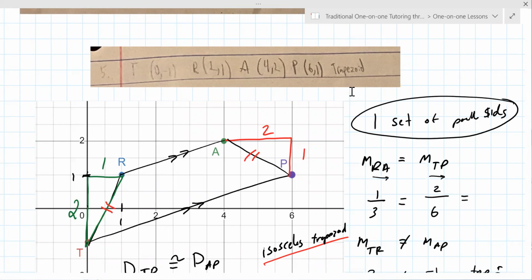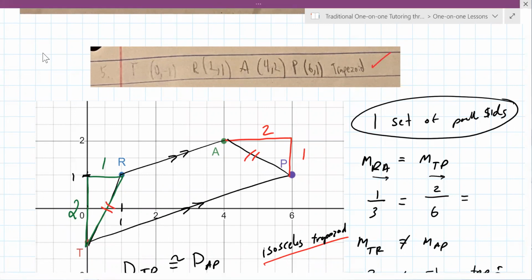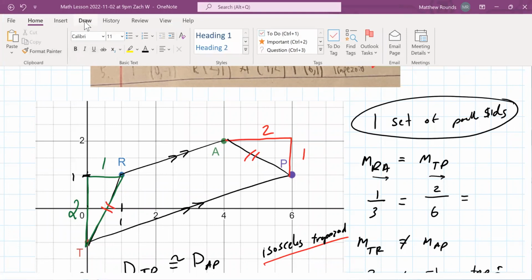So then, let me think. Once you get one set of parallel sides, boom, you've got the trapezoid. It's just that I noticed, and maybe you would too, that you can actually go a bit further and figure out if it's a certain type of trapezoid.